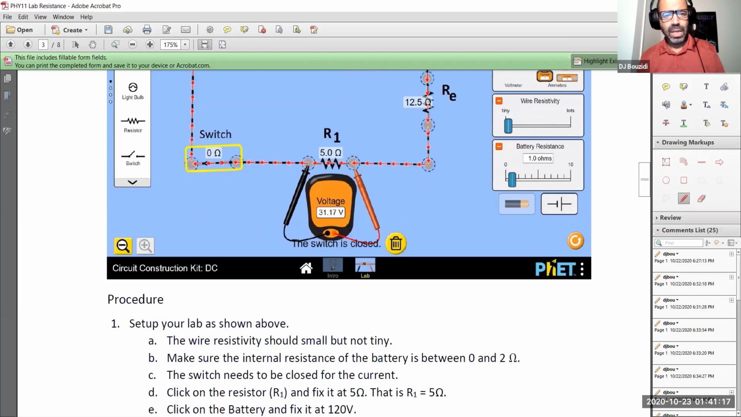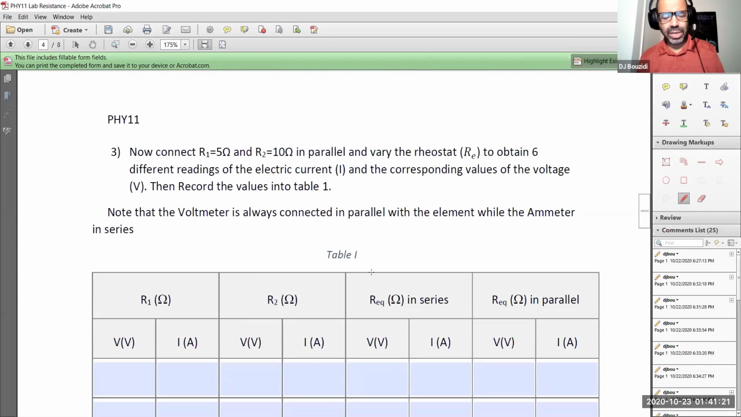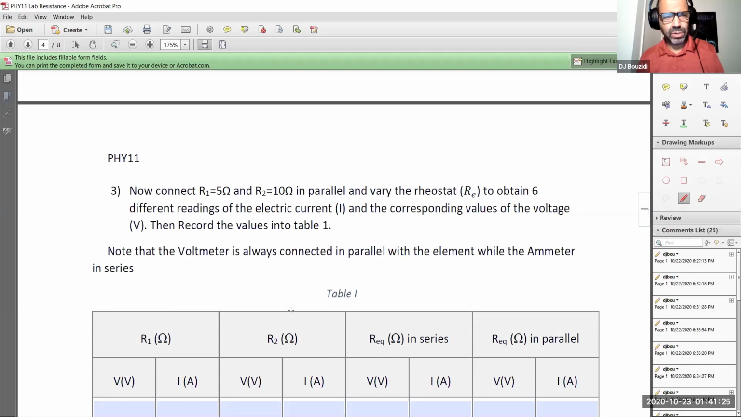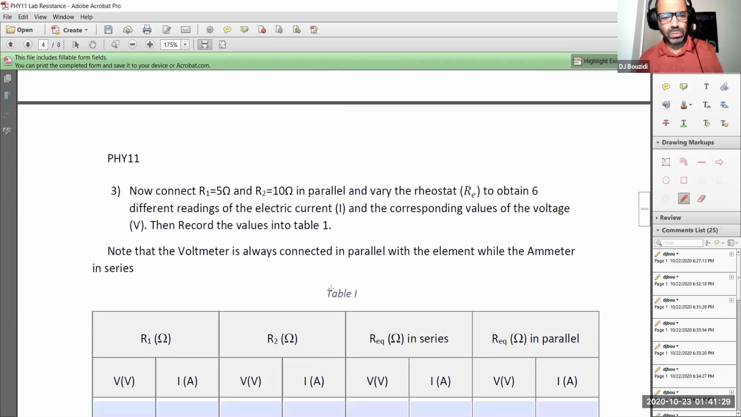The second part of the lab is that now you do the R2. You do the second resistor. You change the value to 10 ohms and you repeat the entire experiment with the 10 ohms.